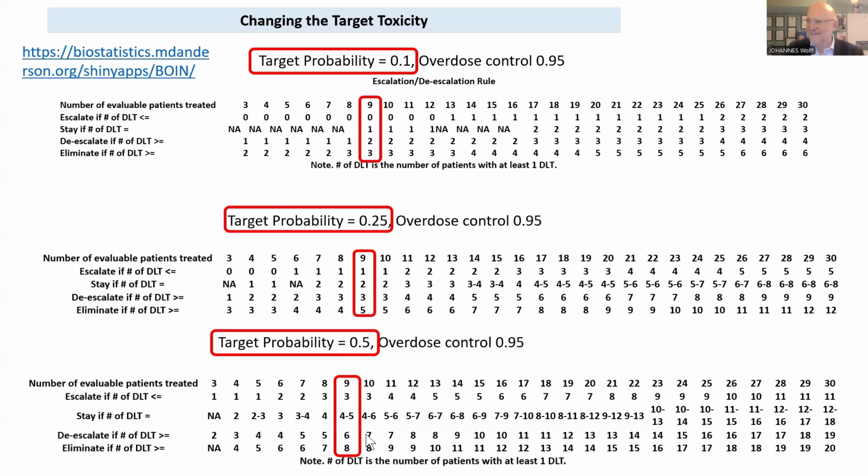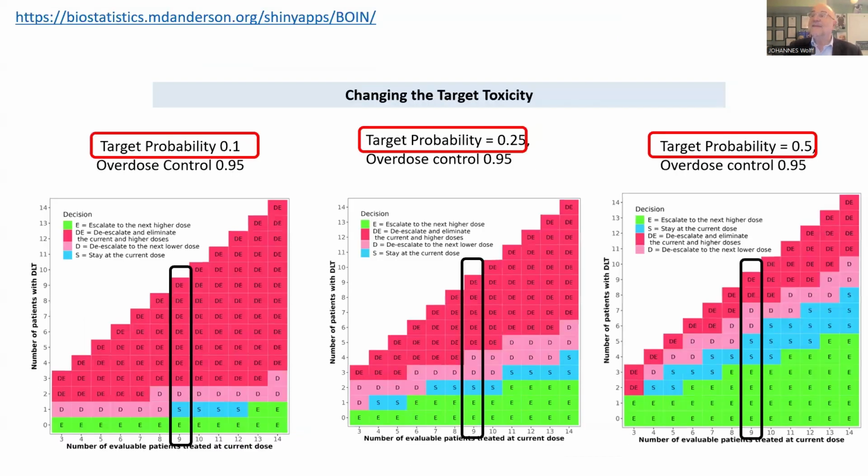So that makes sense. In all of those, I've put the overdose control at 0.95, 95%. There is also a graphical design that I actually like a lot better. The problem with this design is that most people, when they look at a table like that, they think it's mTPI design. mTPI design is the older one that led to BOIN design, the one that broke the 3+3 dominance. The same software will give you this table, and let's just look at it.